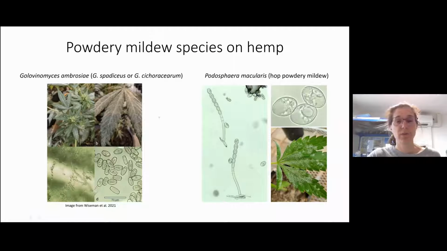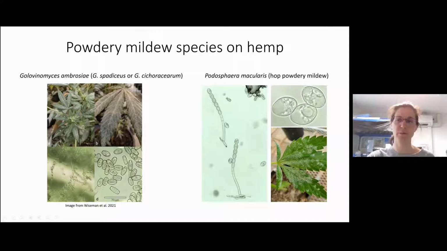So I was just showing you a general disease cycle of what we're calling the hemp powdery mildew, Golovinomyces ambrosiae. In the literature, you also see it referred to as Golovinomyces spadiceus or Erysiphe cichoracearum. Fungal taxonomy is totally crazy and changing all the time, but this is the most recent name of this species. It's also not very host specific.